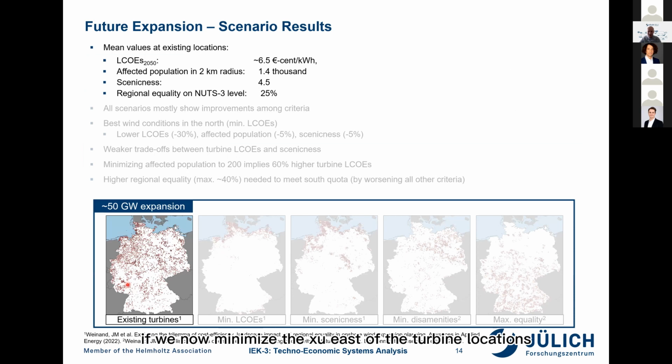If we now minimize the LCOEs of the turbine locations, then as you can see, most turbines are installed in the north of Germany and also a few in the south of Germany. This is because in the north of Germany, there are very good wind resources and therefore very low LCOEs.